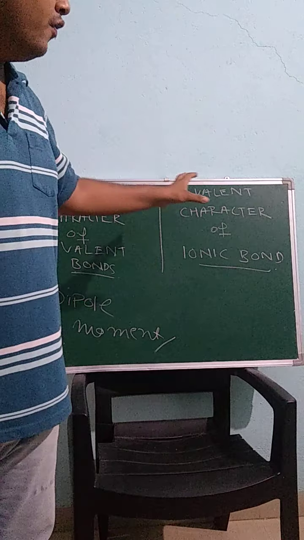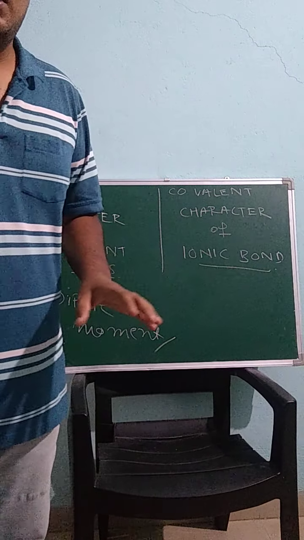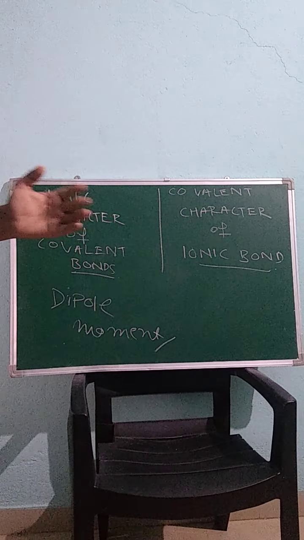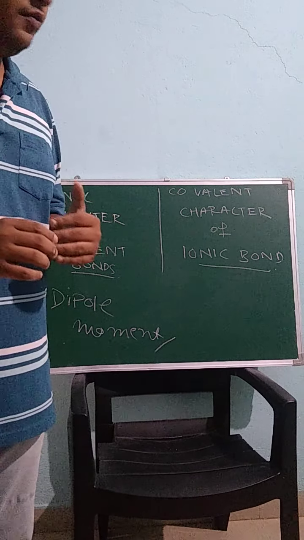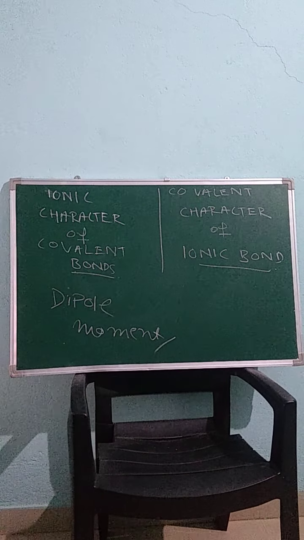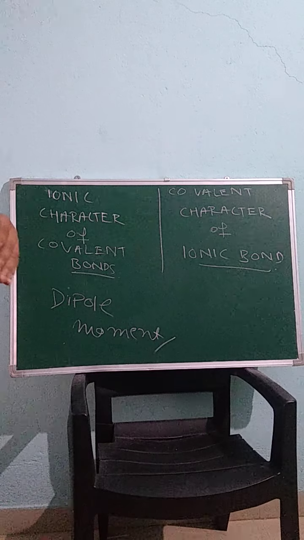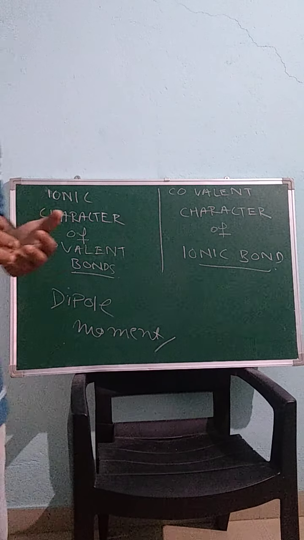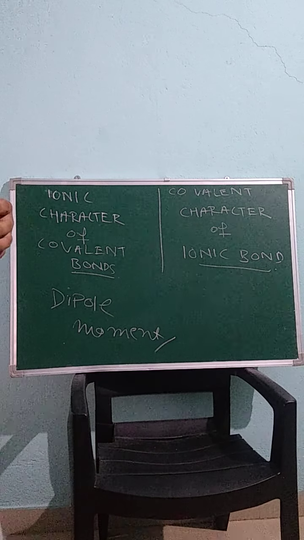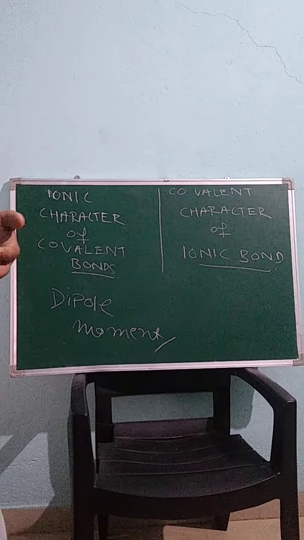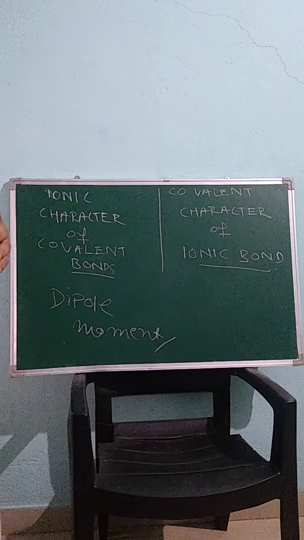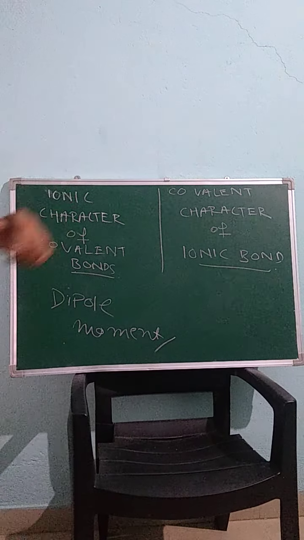Now we'll see covalent character in an ionic bond. As you all know, covalent character is the sharing of electrons between both the atoms. In the case of some ionic bonds, it was found that some of the bonds have some covalent character, meaning the electron is not entirely donated to a certain atom, but is somewhere in between both the atoms. So that is the covalent character of an ionic bond.